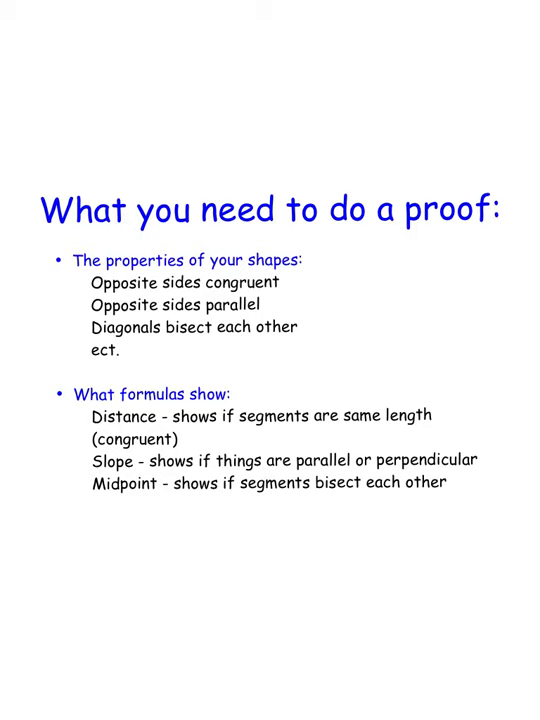Distance shows if segments are the same length, which means they're congruent. Slope shows if two things are parallel or perpendicular. And midpoint shows if segments bisect each other. These are very important things to know.